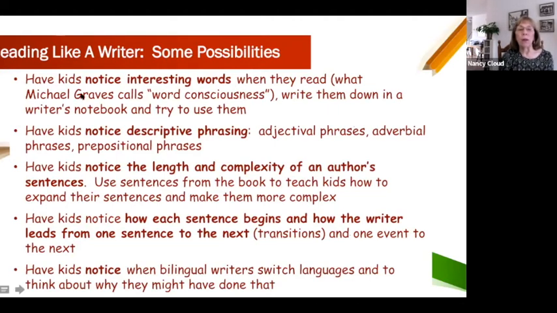And so we want kids to notice interesting words when they read. This is what Michael Graves calls word consciousness. And they need a writer's notebook to write them down. They need to notice descriptive phrasing, adjectival and adverbial phrases and prepositional phrases that are fabulous. And they want to try to use them.